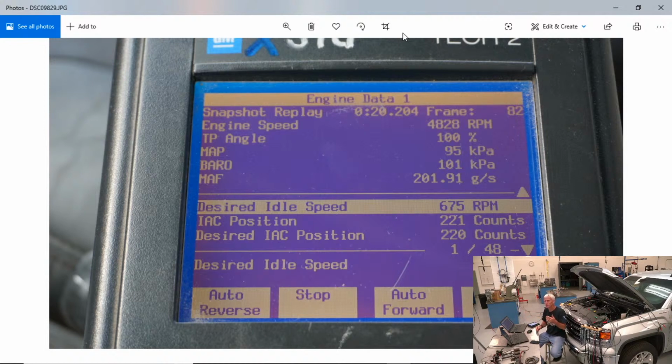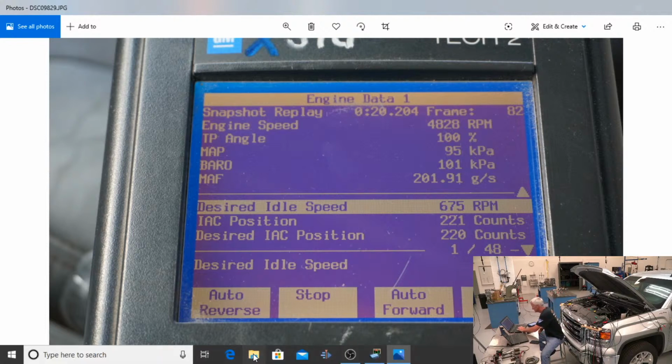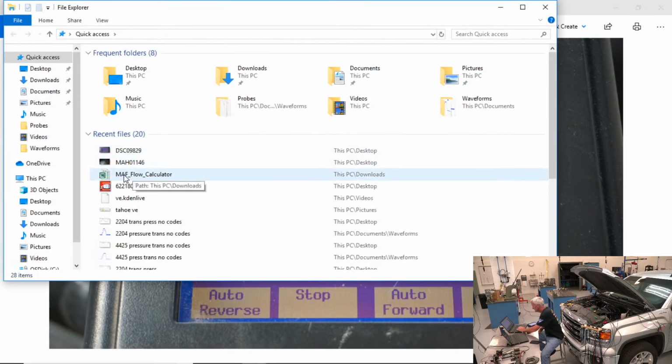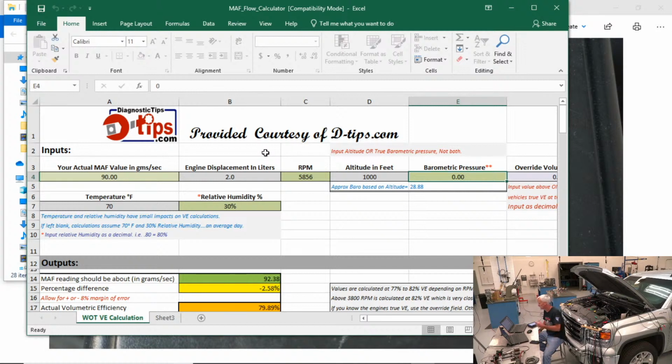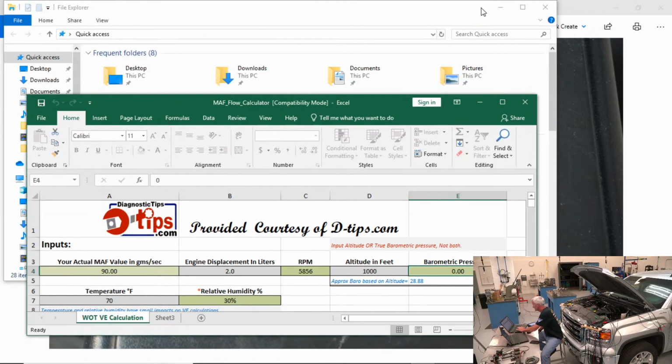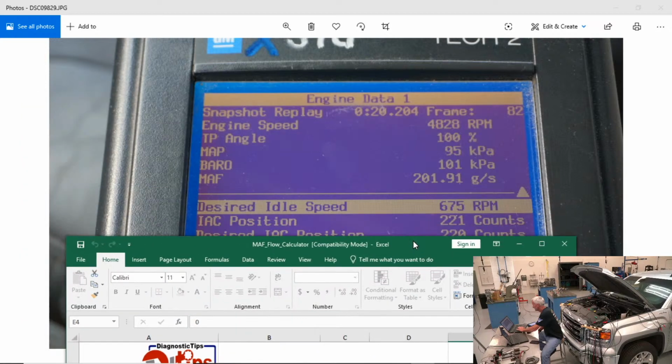What you usually want to do is find the point where you've got the highest mass airflow reading. Then you take those numbers, the RPM and the mass airflow sensor reading, and enter them into a calculator. There are so many calculators on the internet, and you can use anything you want. If you just Google VE calculator, you'll find a dozen sites with online calculators. This is one I got many years ago. It's an Excel spreadsheet.